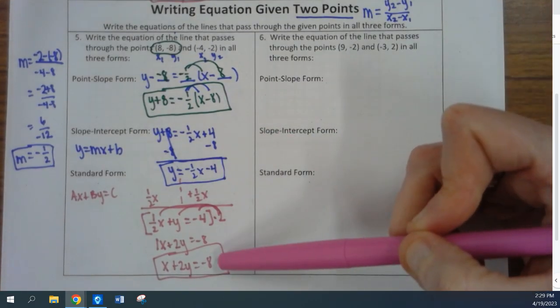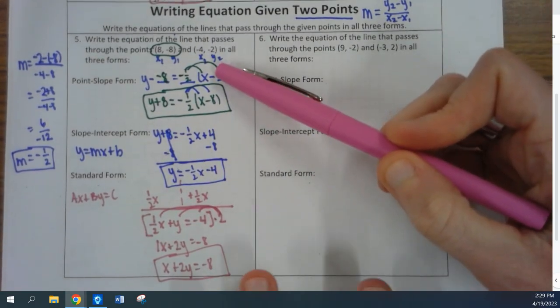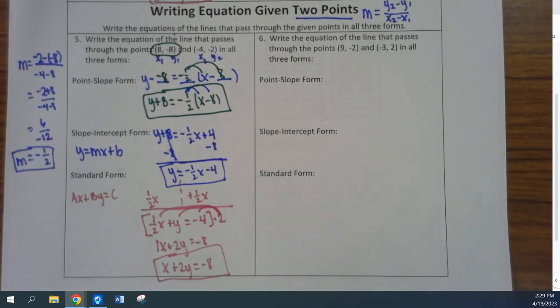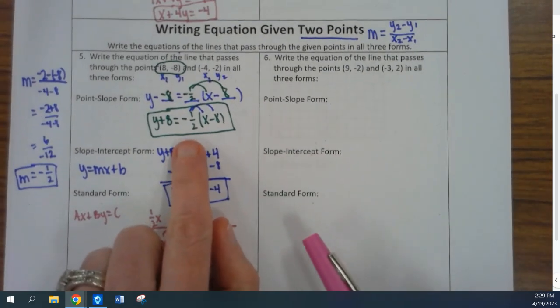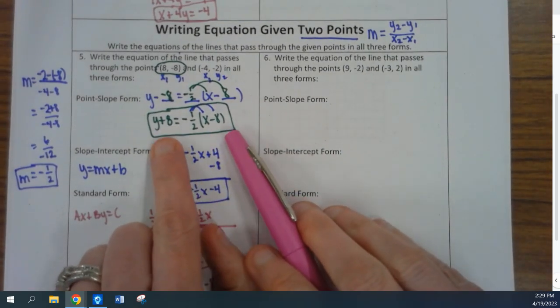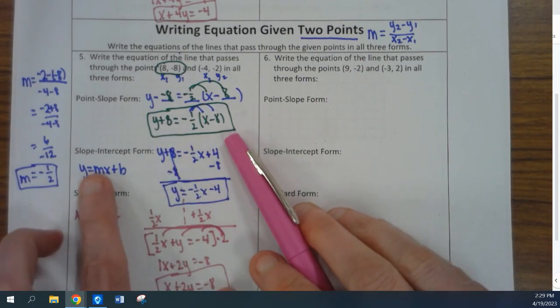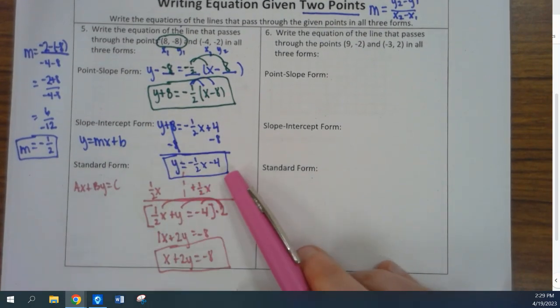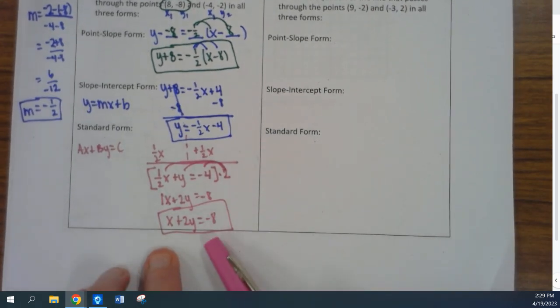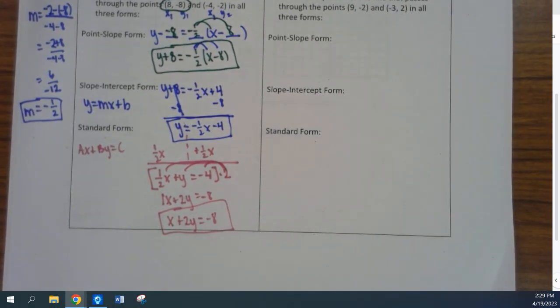3 equations all representing the same line. Again, each one gives me their own characteristics. Point slope tells me my slope and the coordinates of a point. Slope intercept tells me my slope and the y coordinate of my y-intercept. And standard form we use to find x and y intercepts if we wanted them.